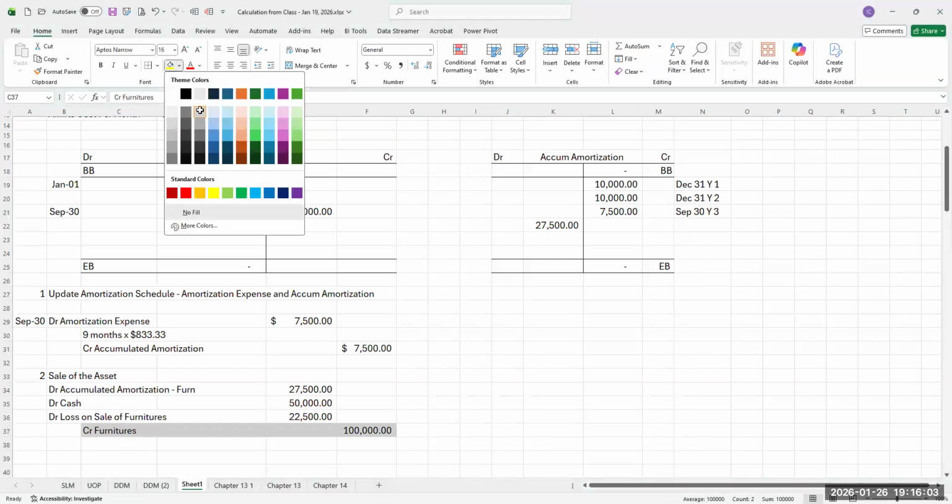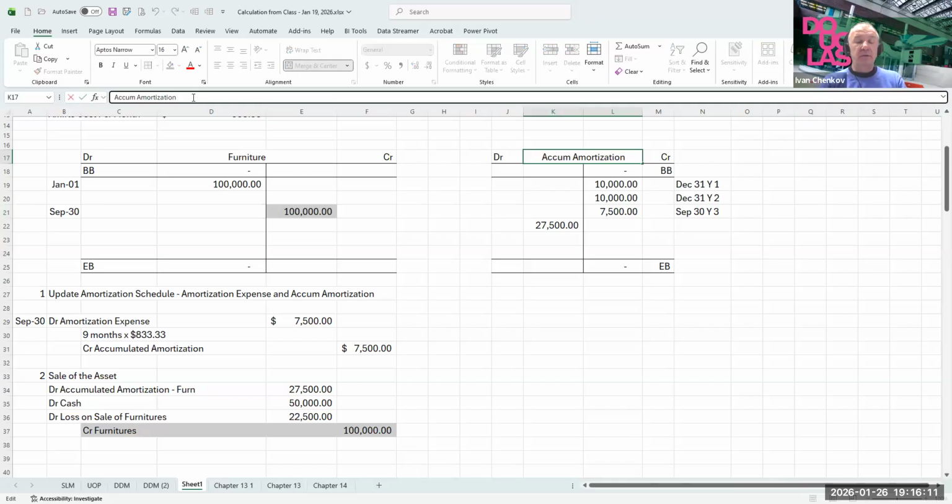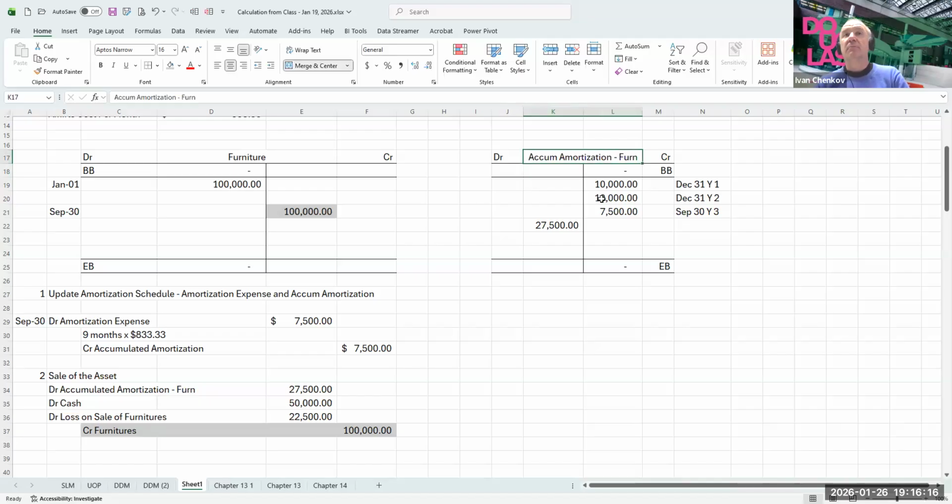Right? First things first, I'm crediting the 100,000. Second, in this account, I'm showing only this account, and it only exists because I have these furniture. Because I want to keep accumulated amortization to see how much I'm amortizing of these furniture.